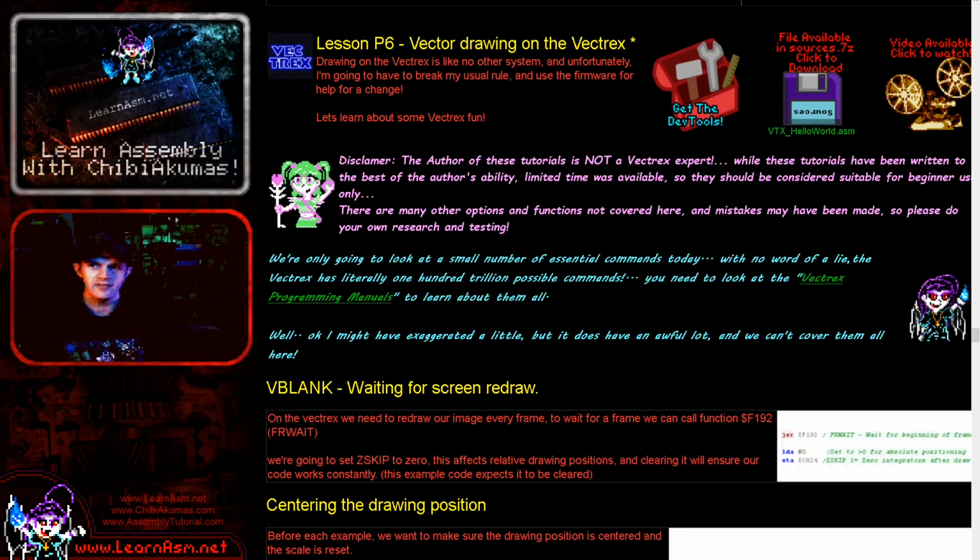Hello, it's Keith here, and this is lesson 6 of the platform-specific series of my 6809 assembly programming tutorials. Today we're going to be looking at drawing graphics on the Vectrex, of course in vectors, because everything is.